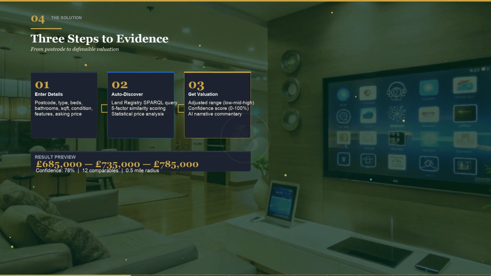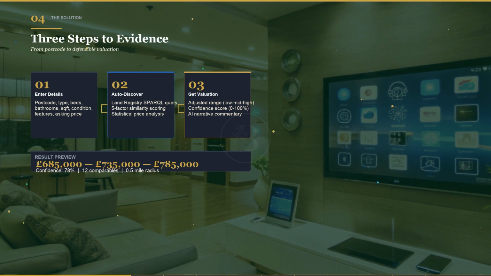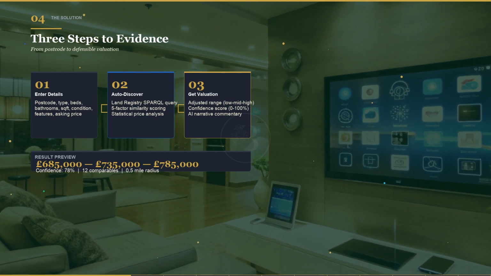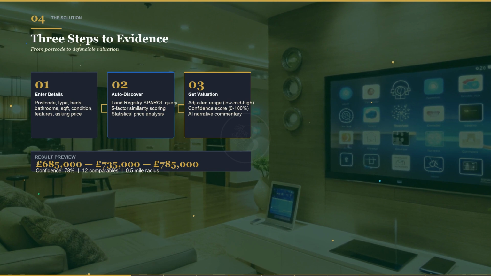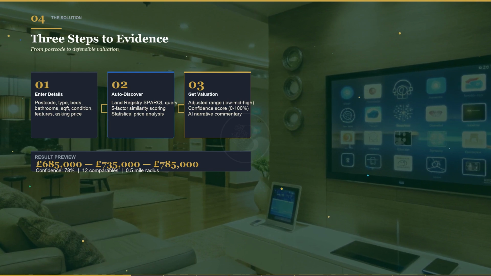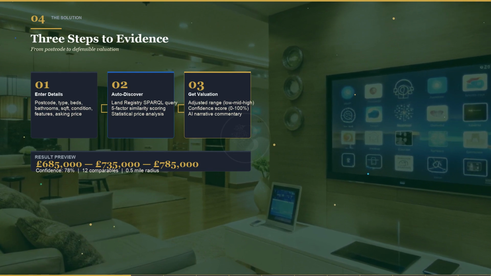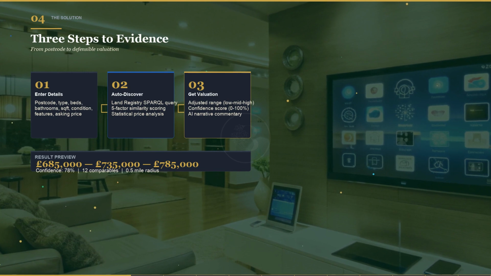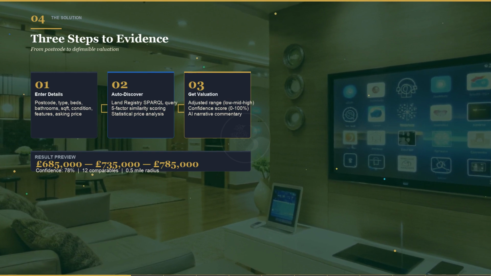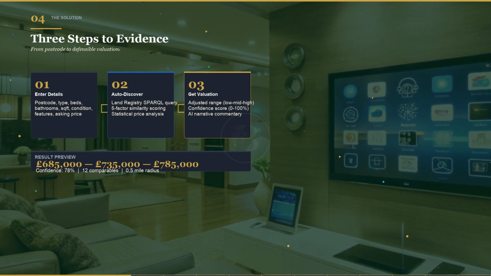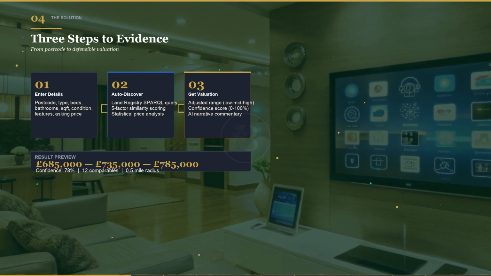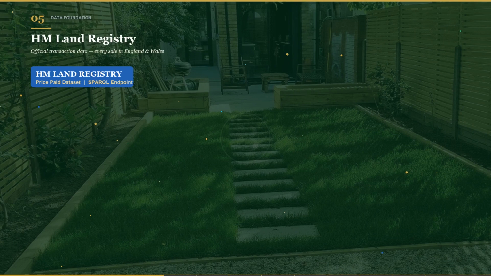Step 1. Enter your property details: postcode, type, bedrooms, bathrooms, square footage, condition, features, and asking price. Step 2. The engine auto-discovers comparable sales from UK Land Registry, scores each one for similarity, and calculates statistical price analysis. Step 3. Receive your adjusted valuation range, low, mid, and high, with a confidence score telling you exactly how much to trust the number. All backed by real transaction data, not algorithms or estimates.